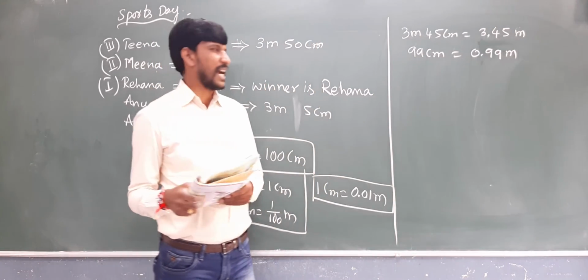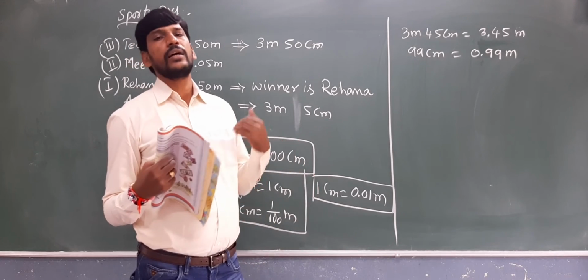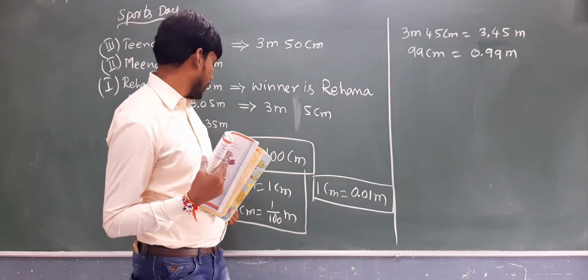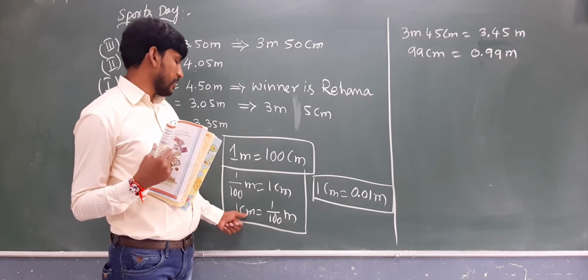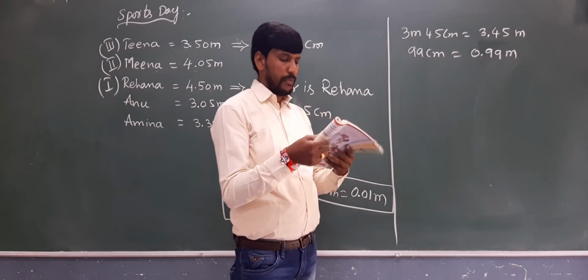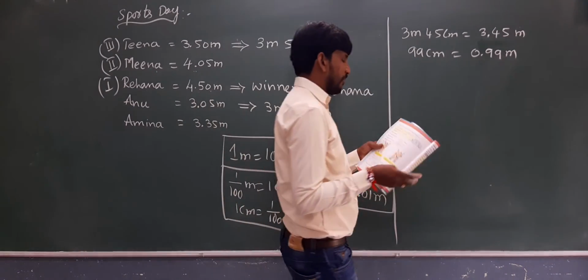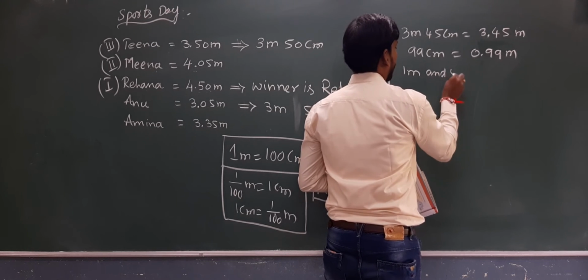0.99 meters. Because 99 centimeters is nothing but 99 by 100 meters. See this here, 1 centimeter equals 1 by 100 meters. Then 99 centimeters equals 99 by 100 meters, which is nothing but 0.99 meters. Now, 1 meter and 5 centimeters.